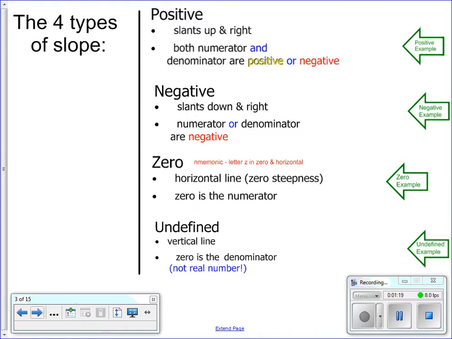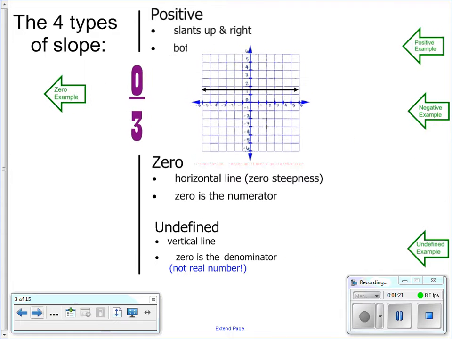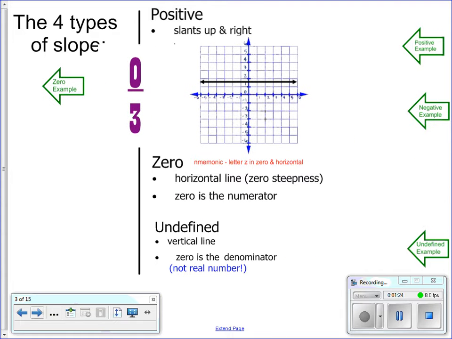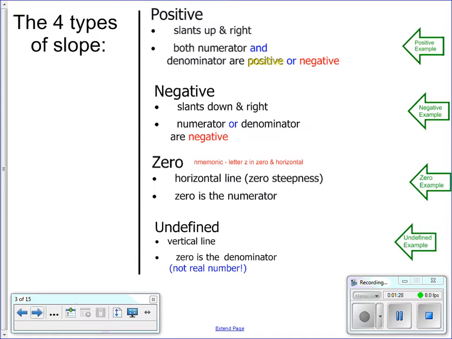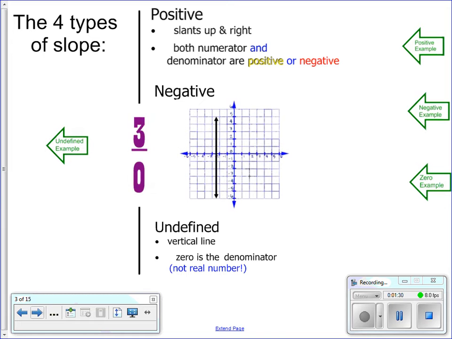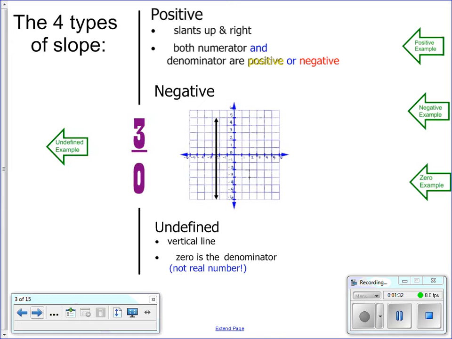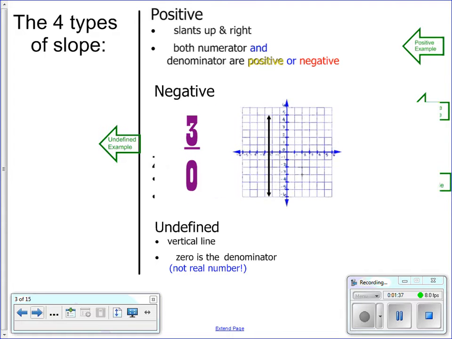Zero slope means it's a horizontal line, so it has 0 steepness, and 0 is in the numerator. And then we have undefined slope, which is a vertical line, and 0 is in the denominator. When 0 is in the denominator, it's not a real number.